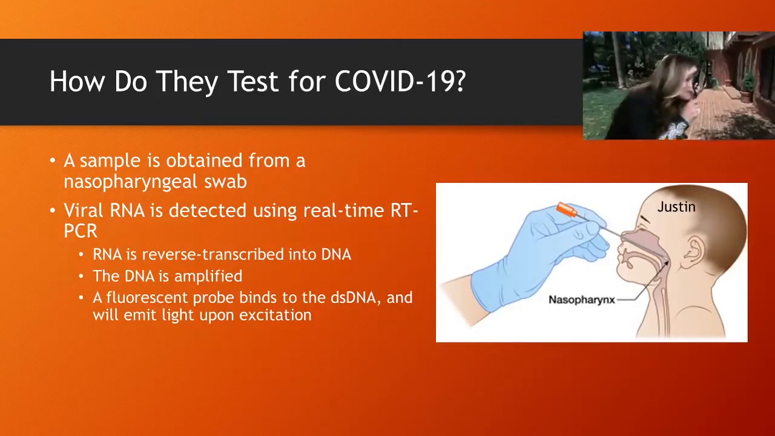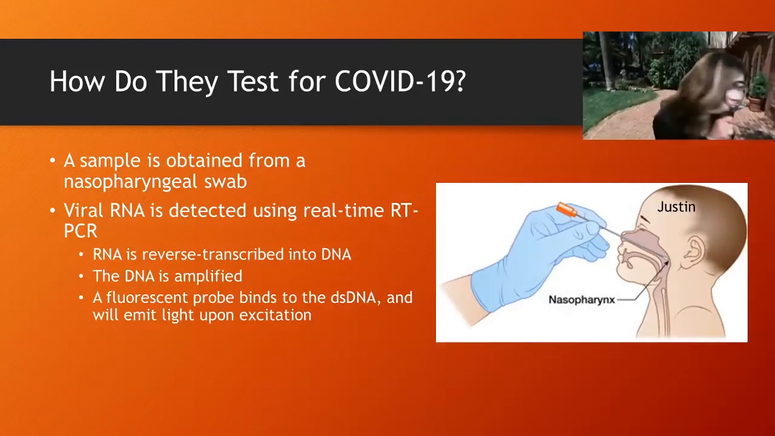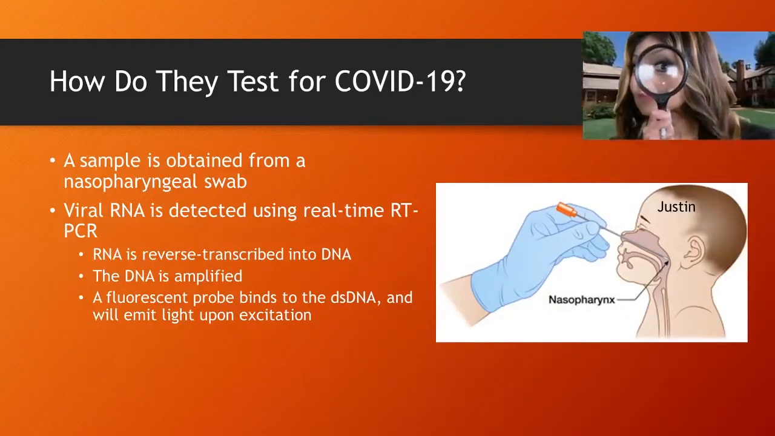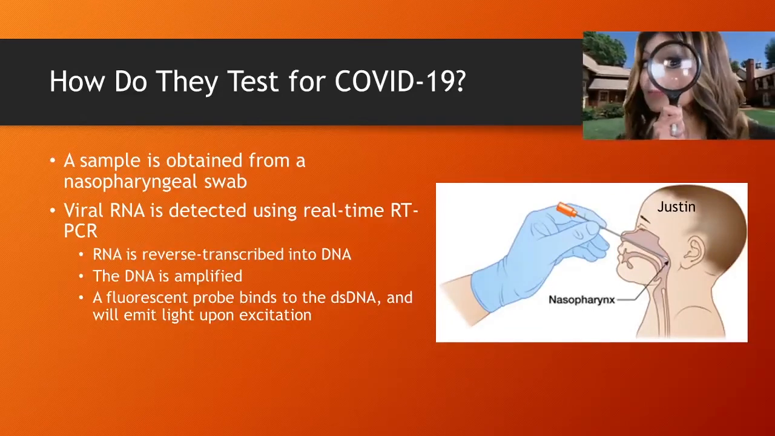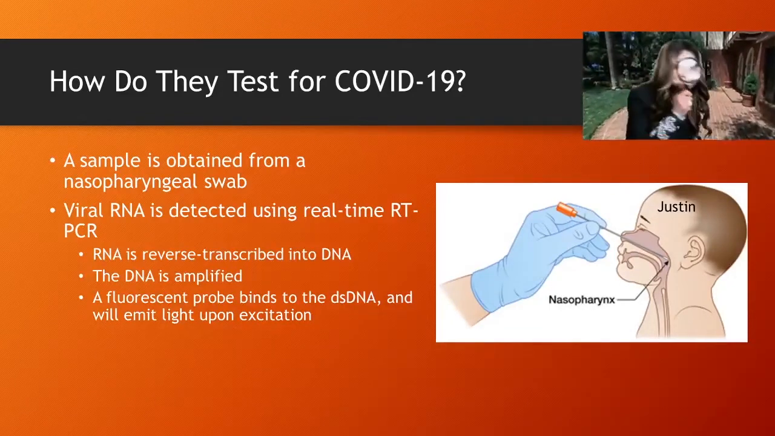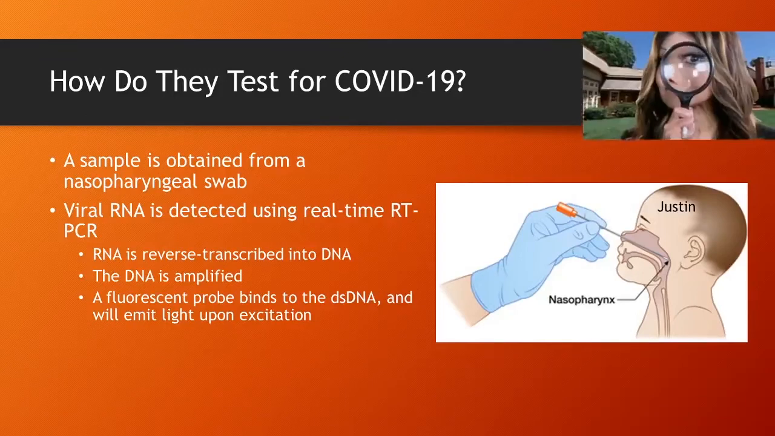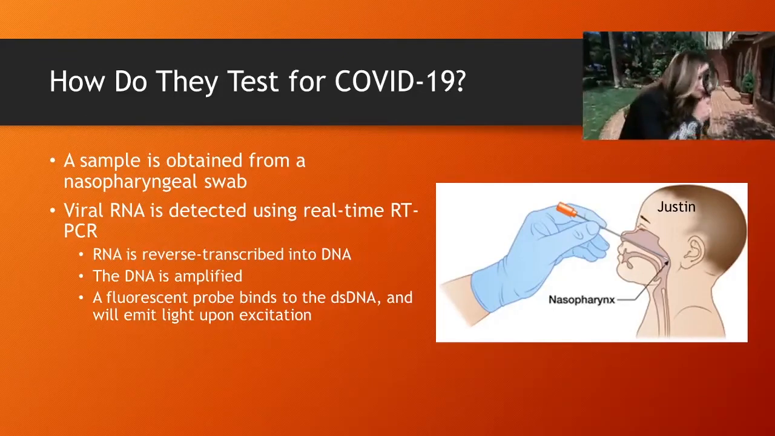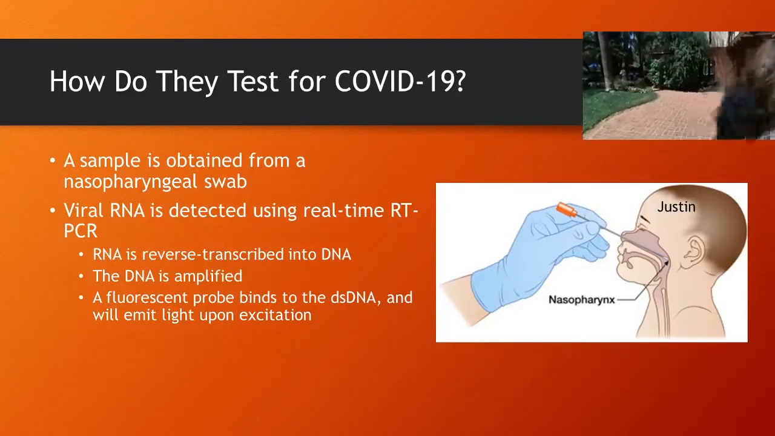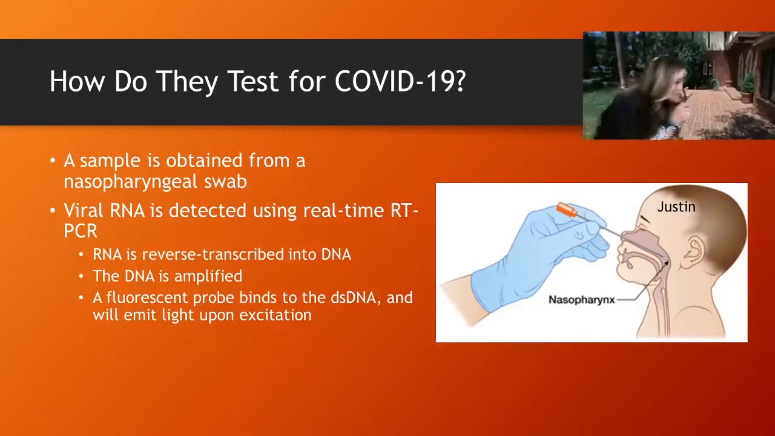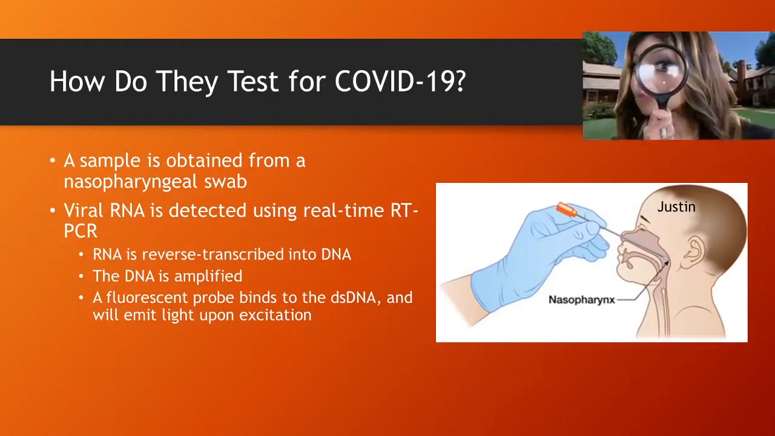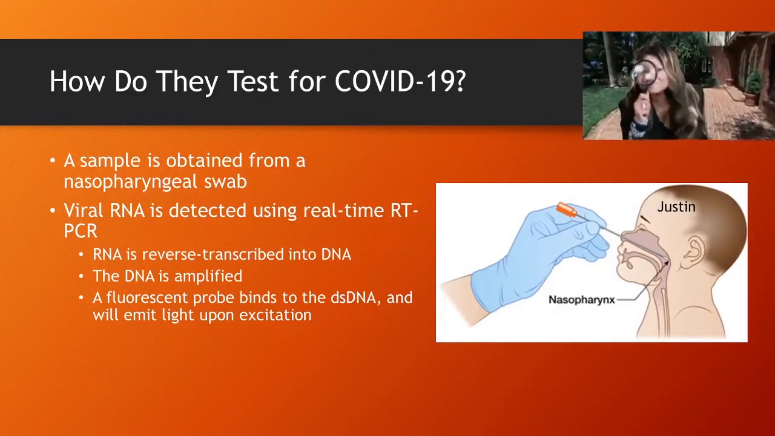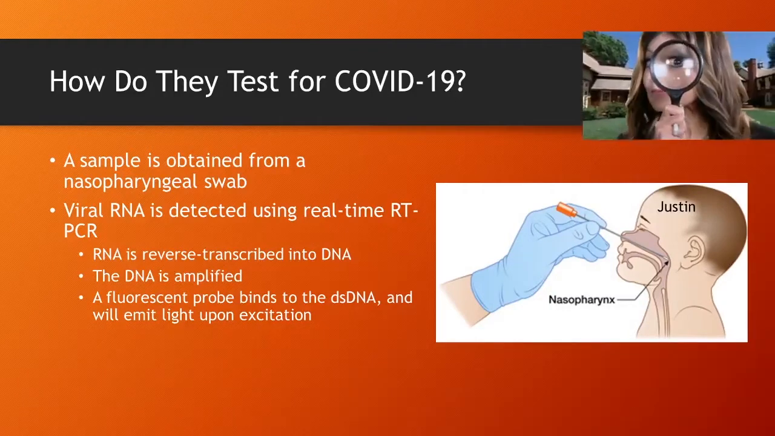And then there's a fluorescent probe that's added to the sample. When the fluorescent probe binds to the double-stranded DNA, it will emit light upon excitation. So it's fluorescent: we shine a light on it, and of the right wavelength, it will release a light of a different wavelength, and then we can detect it. And if we get that detection of light, then congratulations, you have coronavirus.